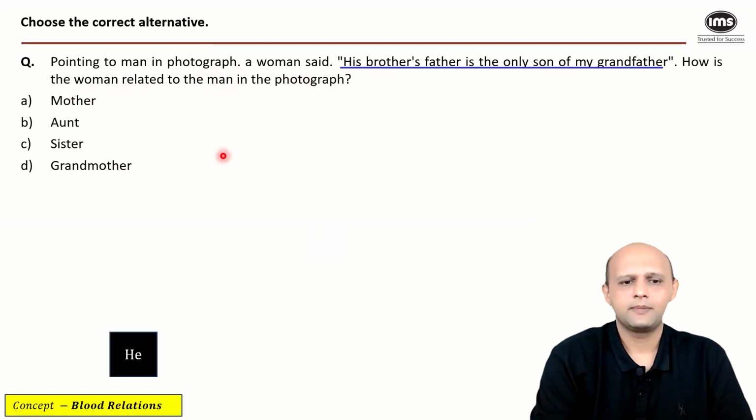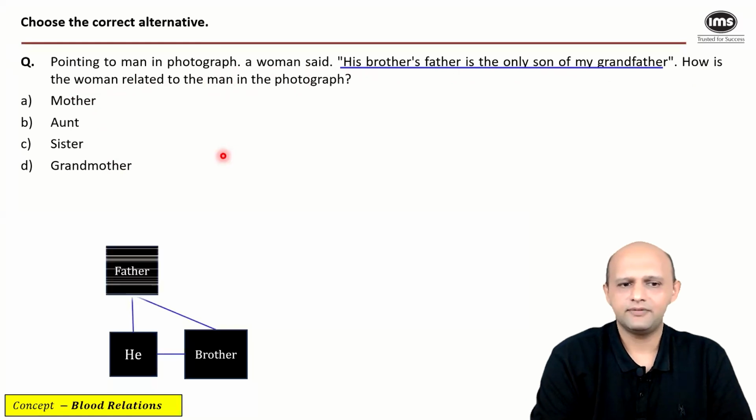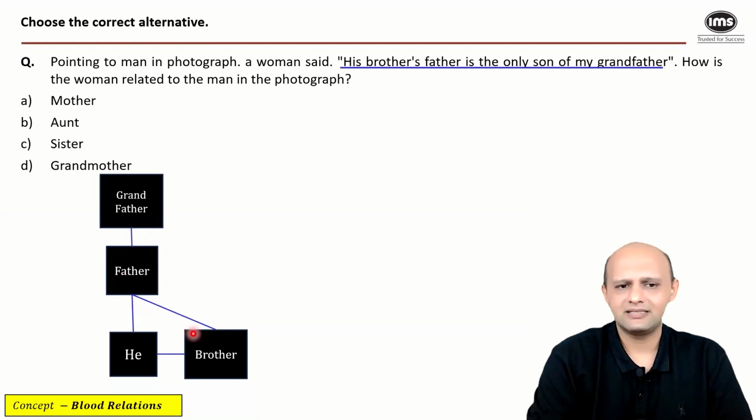Okay. So his brother, genders are known. Father, okay, so their father is the only son of my grandfather. So their grandfather's only son is their father. That we've got. Now, the only son of my grandfather. So one of the possibilities could be that the person who's talking, the lady who's talking, could be his daughter. And therefore he would be her grandfather. So that is one possibility that can exist.